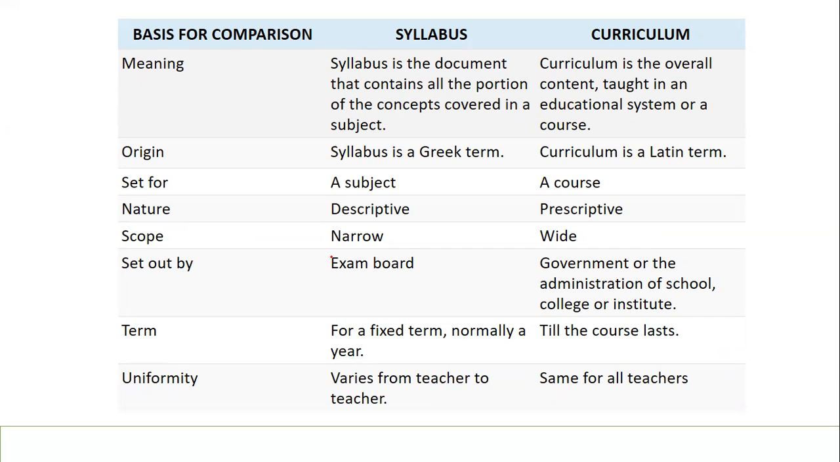Syllabus is a Greek term, curriculum is a Latin term. Syllabus is set for a subject, whereas curriculum is set for a course. Syllabus is descriptive, curriculum is prescriptive. Syllabus has a narrow scope, whereas curriculum has a wider scope. It is set out for examination, exam board, whereas curriculum is set out for an institution, a college, or a government or administration. Syllabus is termed, it's a fixed term, normally a year, and curriculum is till the course lasts. Uniformity: syllabus varies from teacher to teacher, whereas curriculum is the same for all the teachers.